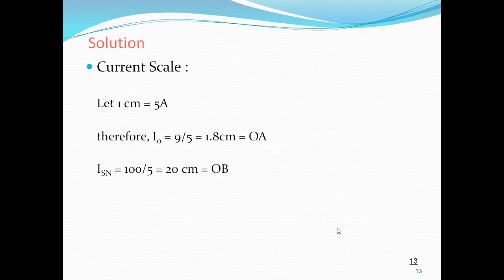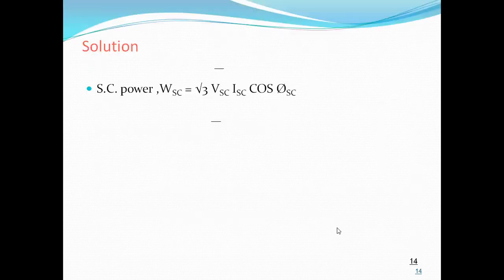So next, we have ISN, we got 100. So 100 by 5, that is 20 centimeters. So that is nothing but OB. And next, we have to draw using these two, OB and OA, at angles phi naught and phi s. So after drawing that, we have to calculate the power scale also.